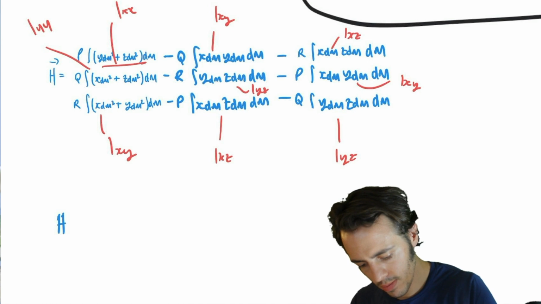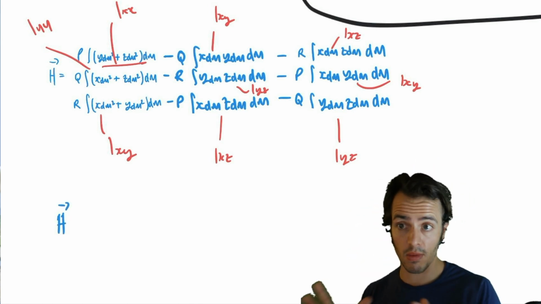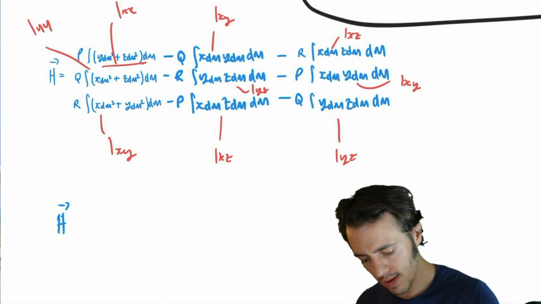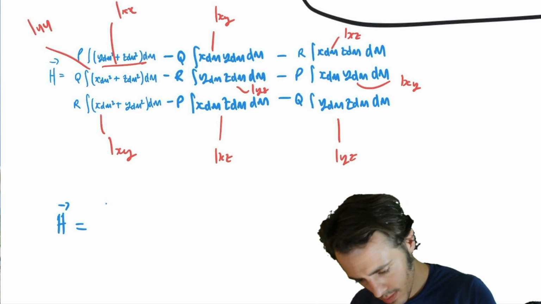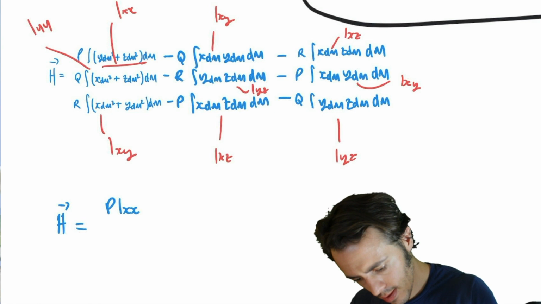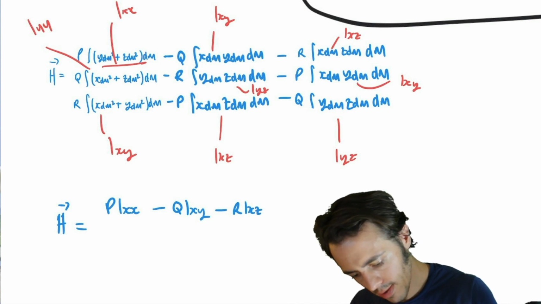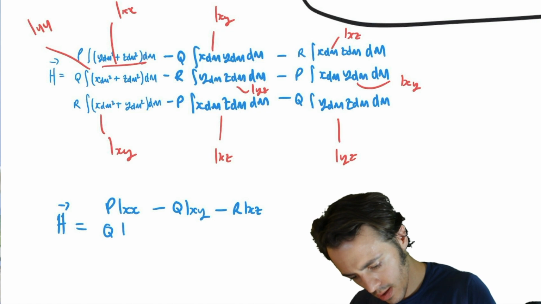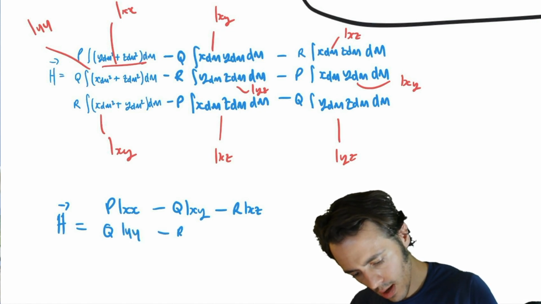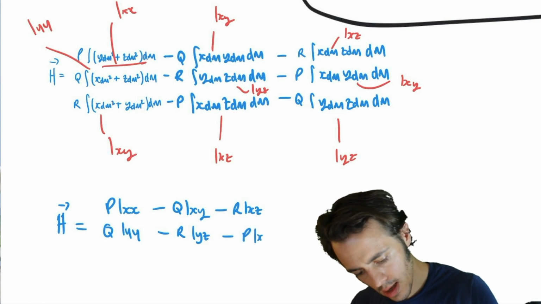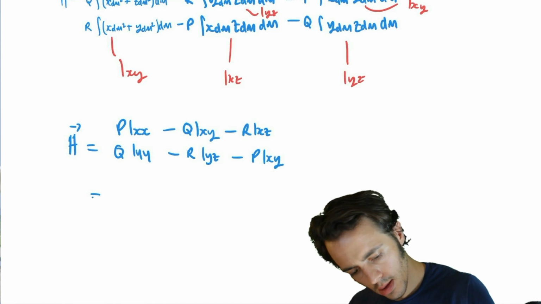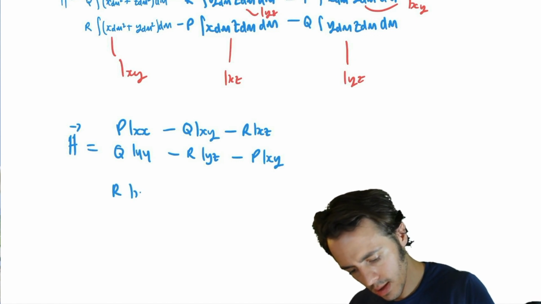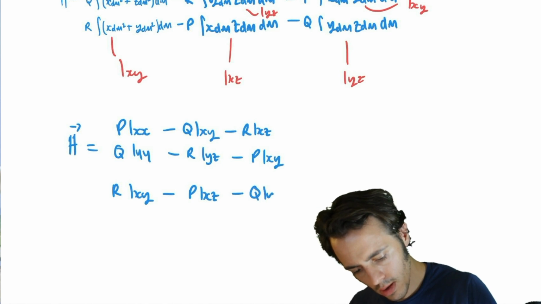So we can say that the total angular momentum defined in the axis system of the aircraft, so this H is still in body axes, is equal to p Ixx minus q Ixy minus r Ixz, q Iyy minus r Iyz minus p Ixy, r Izz minus p Ixz minus q Iyz.